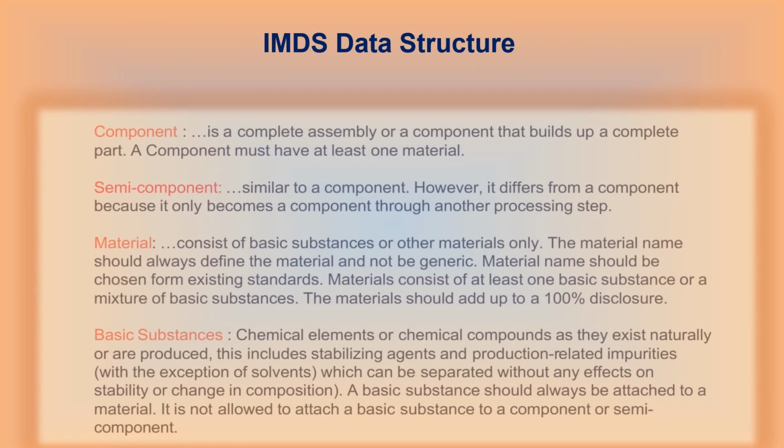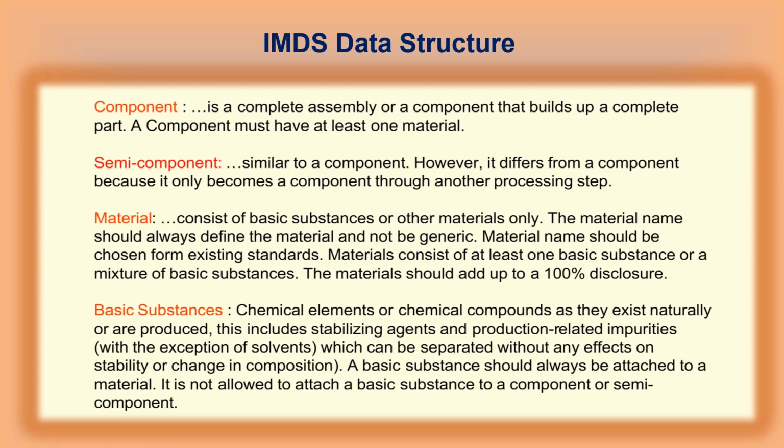IMDS data structure. A component is a part or complete assembly which makes a complete part. It must have at least one material. A semi-component is the same as a component except it has to undergo one more process to become a component. A material constitutes at least one basic substance or other materials only. Material name should be specific, non-generic, and should be chosen from existing standards.